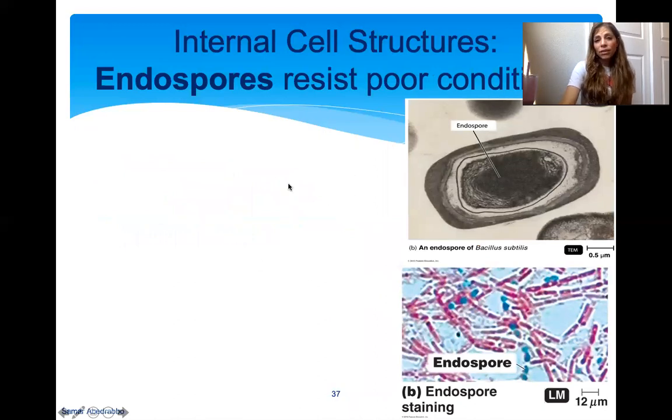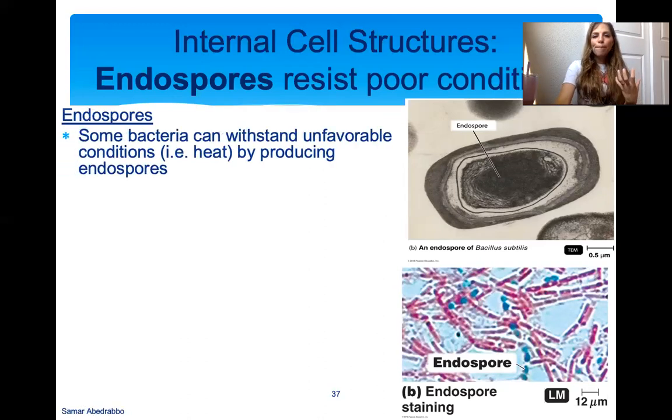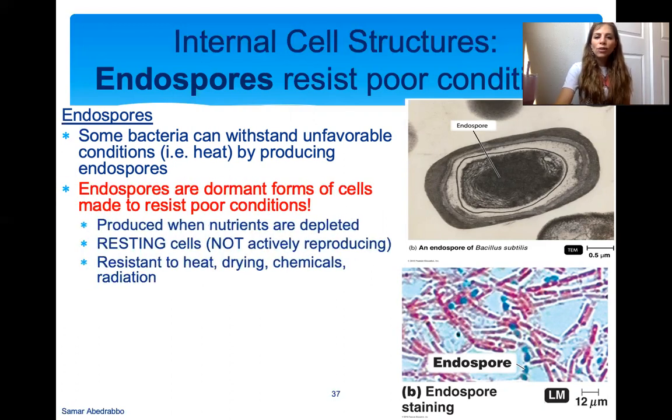Bacteria can also make structures called endospores. Bacteria sometimes encounter very stressful environments, meaning there's a lack of nutrients, there's heat, or you're using chemicals to try to kill them. So some bacteria can form these structures called endospores, which are dormant or resting forms of cells that resist poor conditions. Not all bacteria can do this. For example, bacteria that make endospores can form them when there are no nutrients. They're resting cells, not reproducing, just resting until conditions are good again.